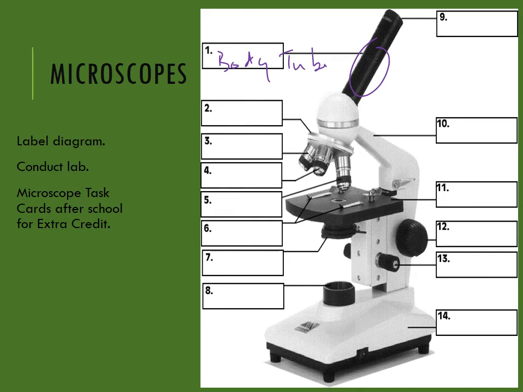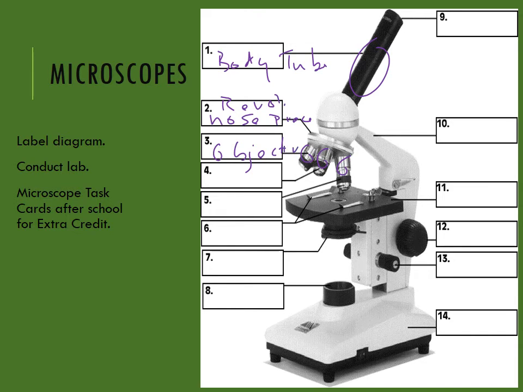That's the body tube, and the body tube is connected to what we call the revolving nose piece. Doesn't it look like a nose? It might. These three guys, these are called objectives.